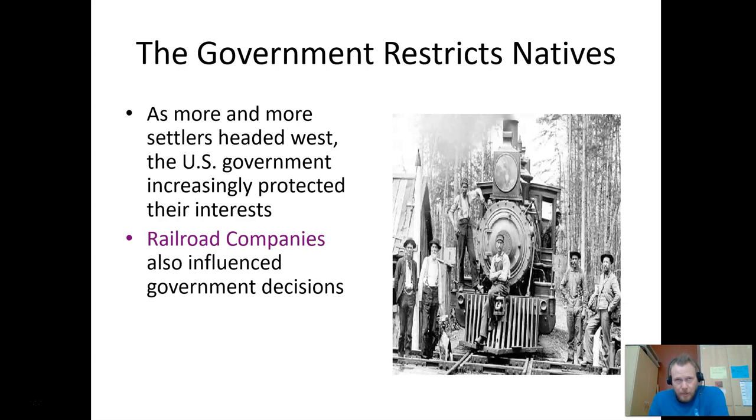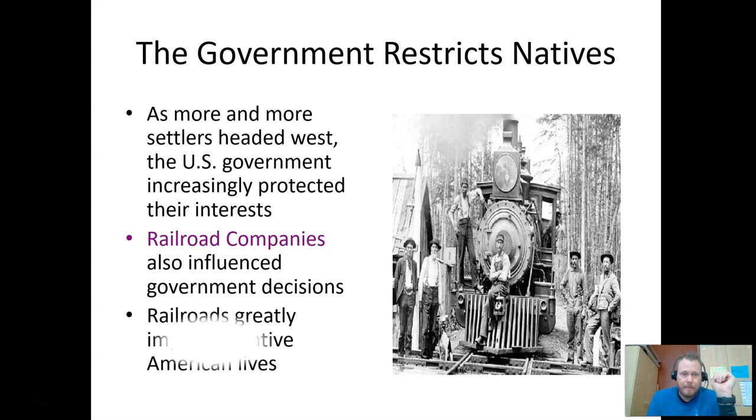Railroad companies also influence government decisions. So now we talked about the shift of funds to railroad companies, and with that comes the shift of power as well. Railroad companies had a lot of influence because of the money that they were able to wield and generate once that transcontinental railroad was finished. So they were able to really heavily influence government decisions.